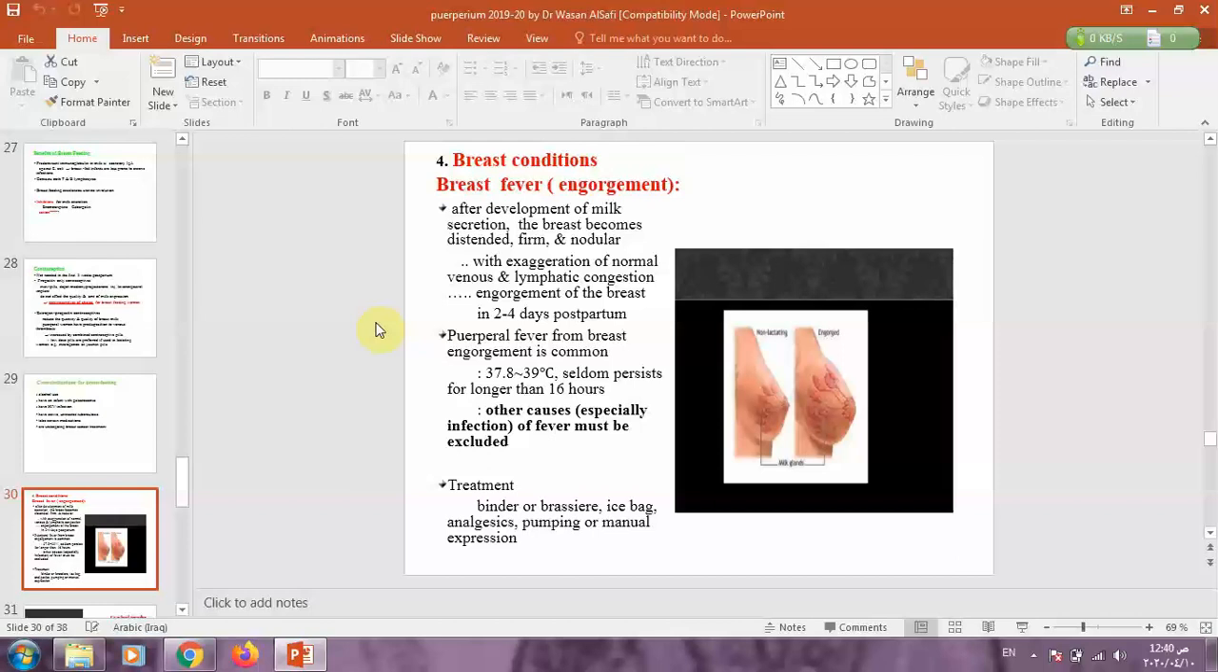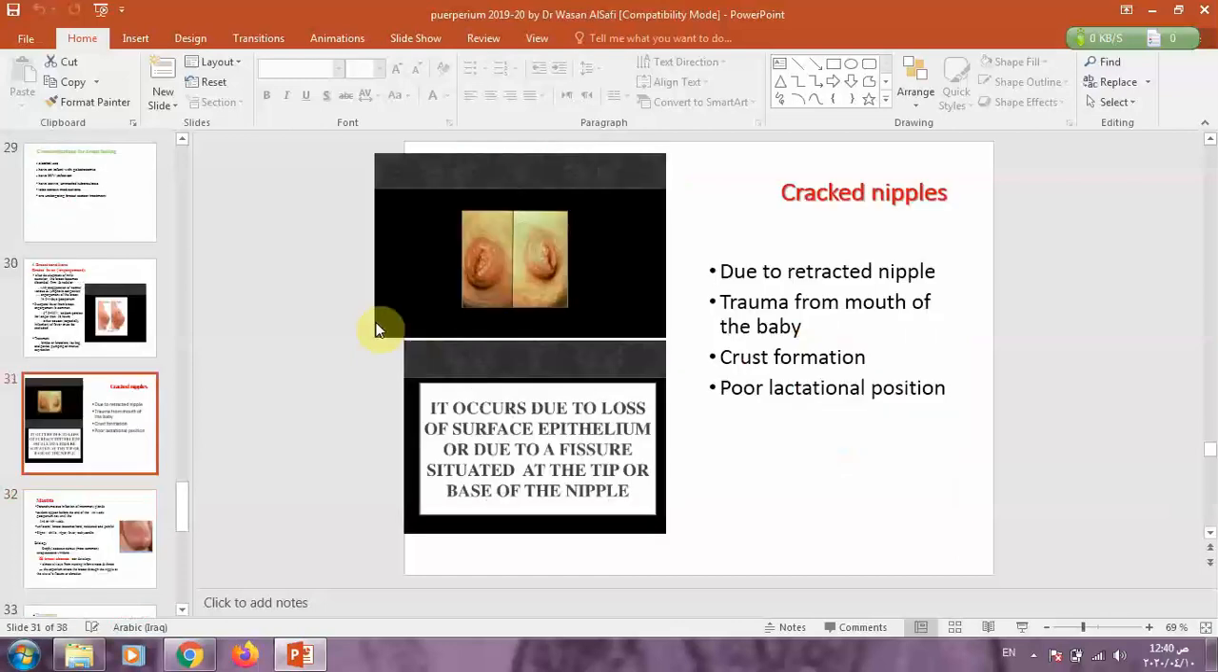The temperature is about 37.8 to 39. It seldom persists for longer than 16 hours. Other causes, especially infection or fever, must be excluded. We can treat it by using good strong brassieres, ice packing, analgesia, pumping, or manual expression of the milk. So evacuation of the milk ducts will decrease this engorgement.